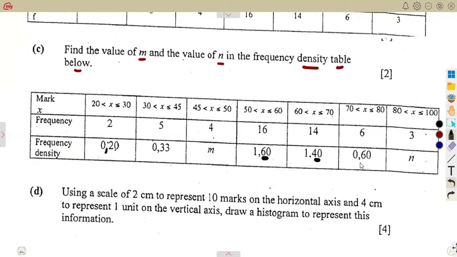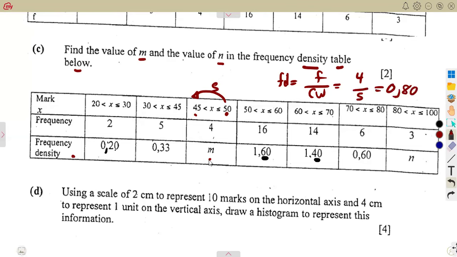So M and N, how are you calculating this? How do you calculate frequency density, guys? Frequency over class width. That part does not change. So let's start with M. What is our frequency there? The frequency is 4. The class width is the difference, 50 minus 45, upper class minus lower class. Here we are given X is greater than, so you just subtract, there's no plus 1. 50 minus 45 as it is. The difference there is 5. So that's 4 over 5, which gives us 0.8.